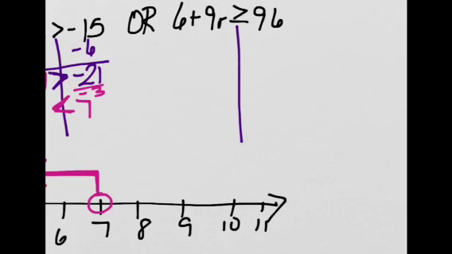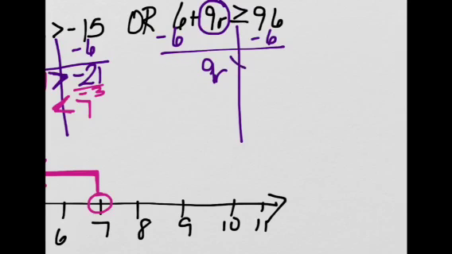Draw my line, circle what I'm solving for. How do I get rid of that positive 6? I subtract 6 from both sides. So I have 9r greater than or equal to 90.